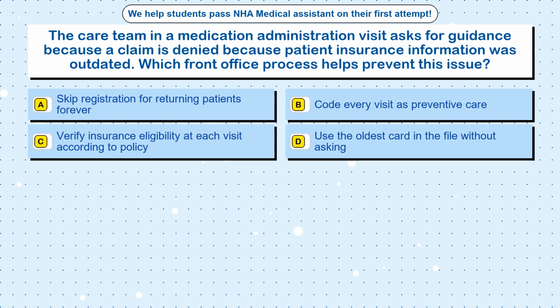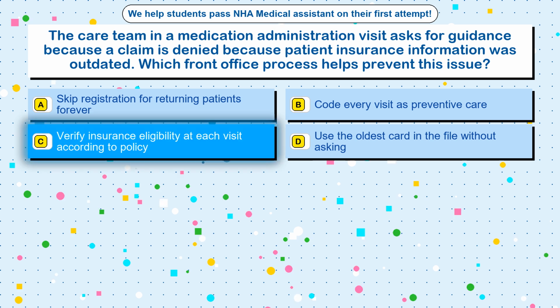Question 90. The care team in a medication administration visit asks for guidance because a claim is denied because patient insurance information was outdated. Which front office process helps prevent this issue? Option A, skip registration for returning patients forever. Option B, code every visit as preventive care. Option C, verify insurance eligibility at each visit according to policy. Option D, use the oldest card in the file without asking. The correct answer is option C, verify insurance eligibility at each visit according to policy.